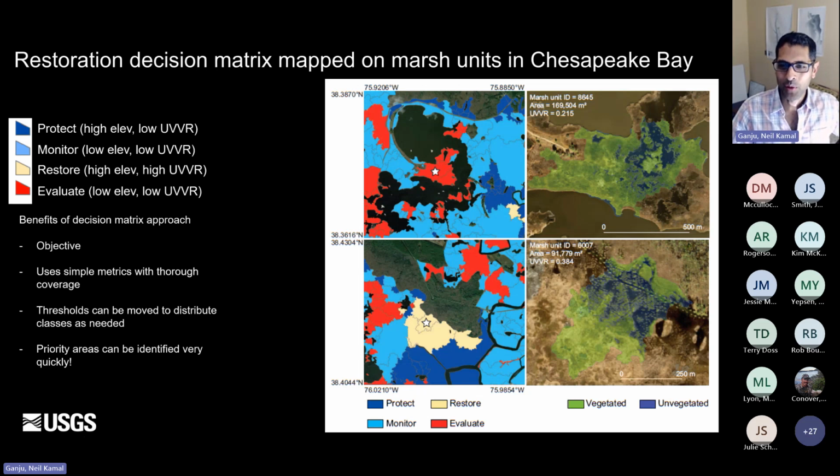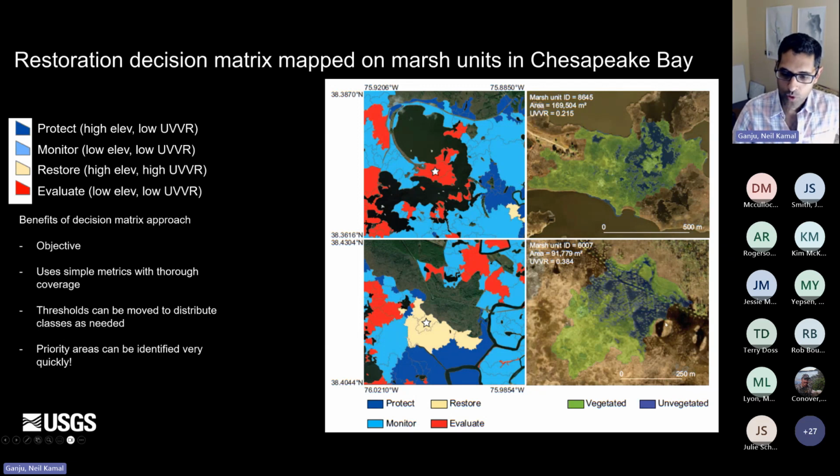So it's right in the middle of this open water area. It's low elevation, high UVVR, so it's not doing well. And this is the imagery on the right, so you can see the open water. This is a case where, if there isn't a significant species consideration, if there isn't any infrastructure being protected, and this might be far away from a sediment source unless there's local dredging in this pond, it might not be worth the investment given the size of the unit and its state.